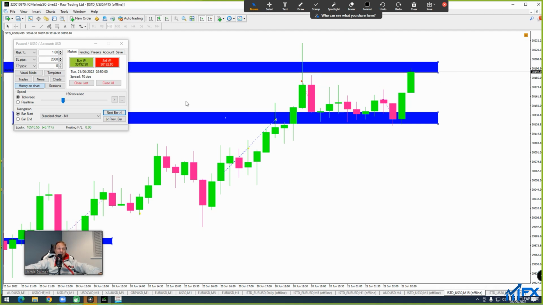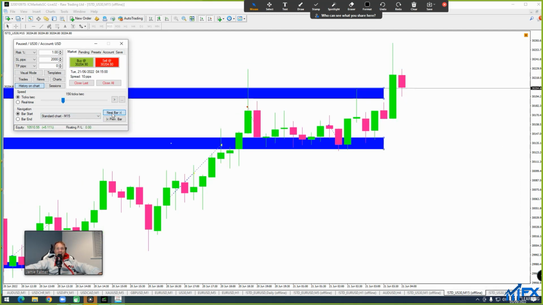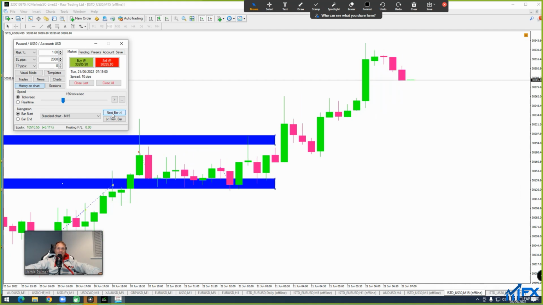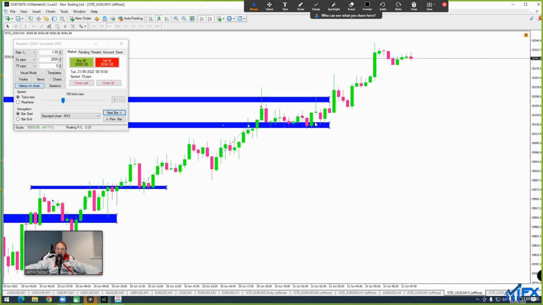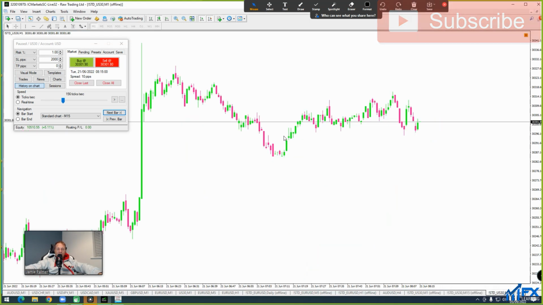And then we come up into the 1 hour resistance. Let's see what happens when we get to this resistance. I wouldn't be surprised if we break above it. Yeah, we come back down. Look at that. Yeah, you know what? So frustrating. So I'm going to leave that there anyway.